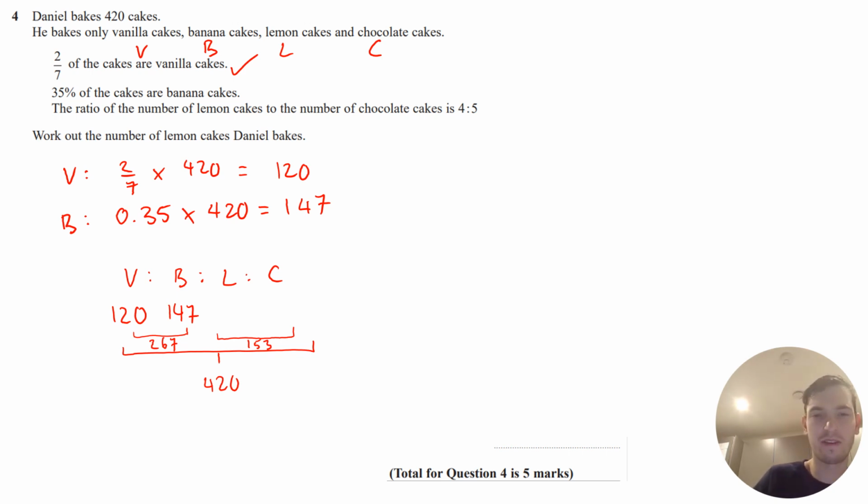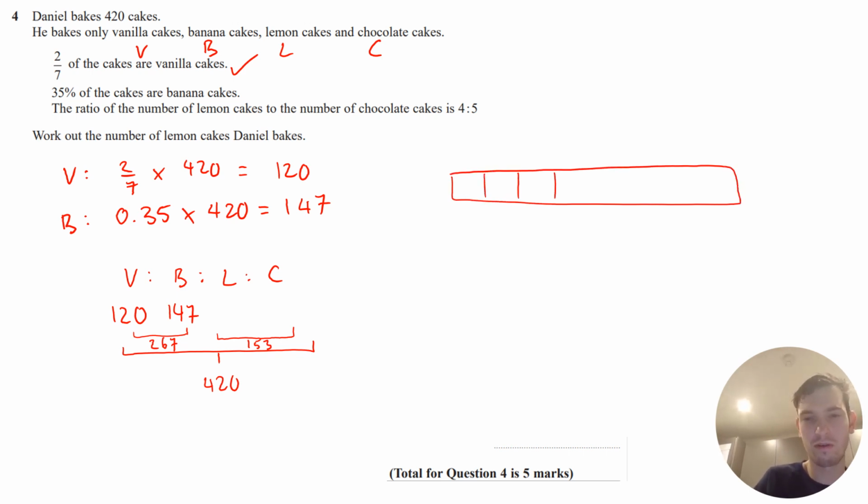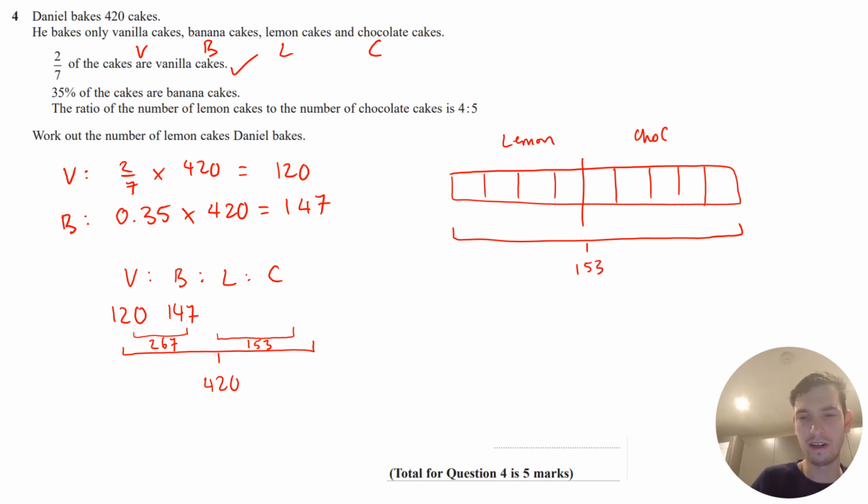So let's just use a bar model for this. So nice big bar model. 1, 2, 3, 4. This is lemon. And then 1, 2, 3, 4, 5 for chocolate. And I know that there's 153 in total. So to find out what each part is worth, I can do 153 divided by, well, I've got 9 parts in total, and that gets me 17. So let's write 17 in all the bars.